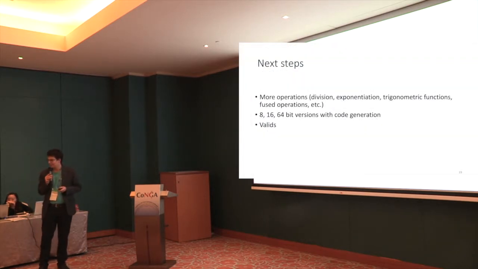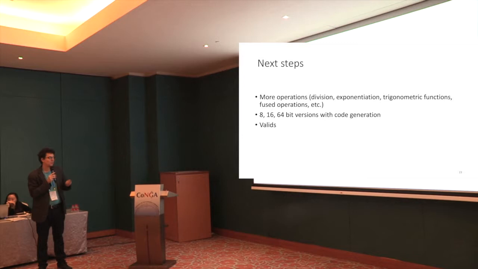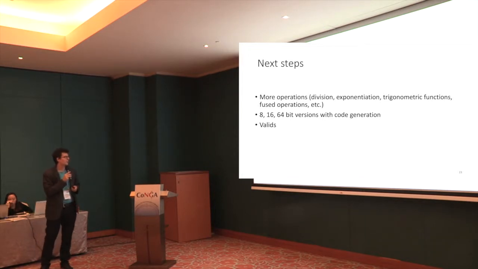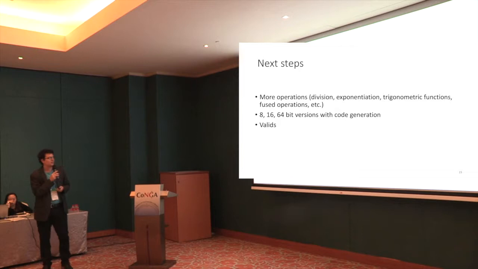So what we are planning to do next, we will implement all of the operations to make a fully functional Posit library to be used in any kind of .NET application. We will also implement quires for that to be fully Posit compliant, because this is ongoing work now. And we will also make 8, 16, and 64-bit versions with code generation. And we are also planning to implement valid arithmetics.